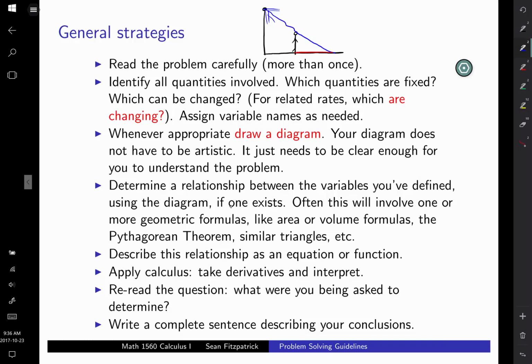Then you start trying to introduce quantities, things like, well, you might want to introduce something like the distance from the lamppost to the man, because the speed at which he's walking gives you the rate at which that number is changing. You're interested in, let's say, the length of the shadow, so you might want to introduce that quantity. And then you try to think about how these things are related.